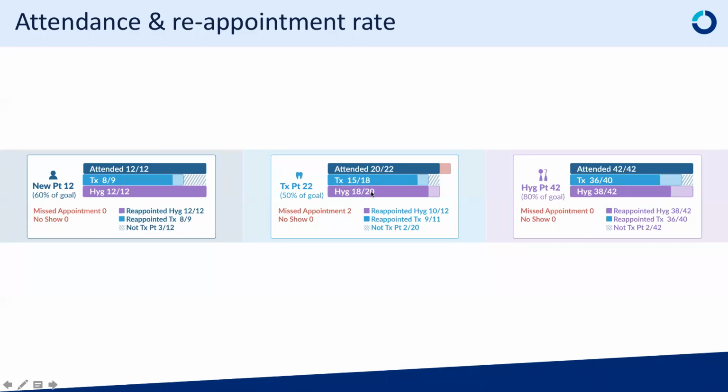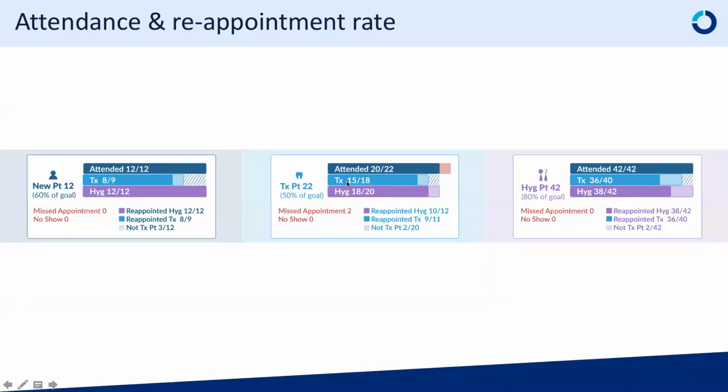Then you can see these 2 rows, the TX and the hygiene, the treatment and hygiene. These are the reappointment rate. This is how many patients actually scheduled their next appointment. Out of the 20 patients that attended, 18 of them require a treatment appointment, meaning those are 18 patients that have a procedure coming up on their treatment plan, and 2 of them that are hashed out are patients that don't require any treatment in the future.